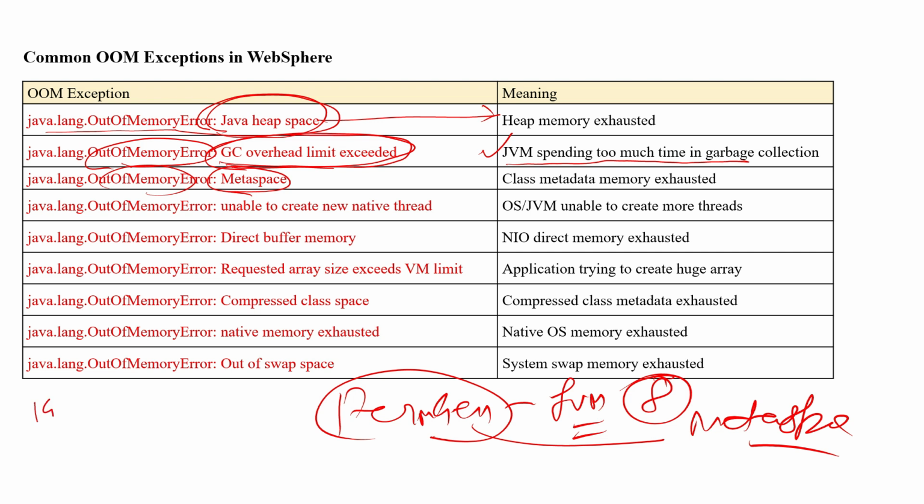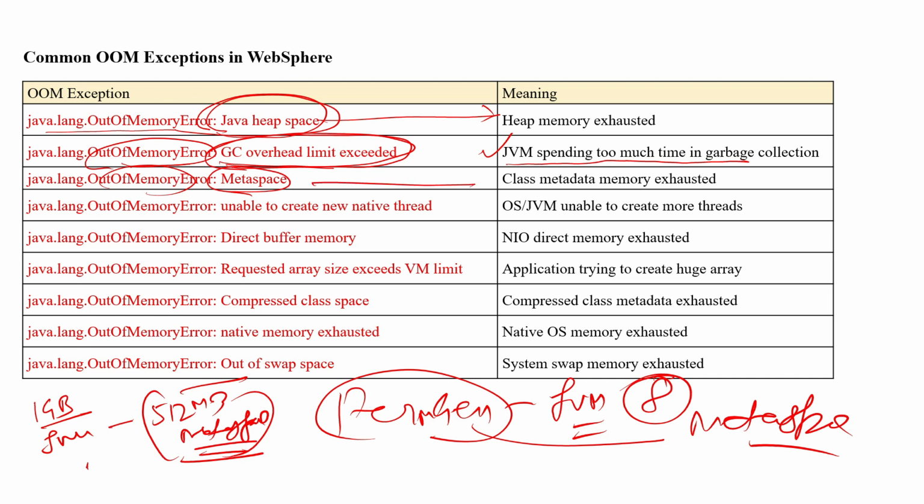For example, 1 GB you have defined for your JVM. So we define the meta space separately, for example 12 MB for the meta space, and there is a specific argument for that. So you can get the out of memory in the meta space.